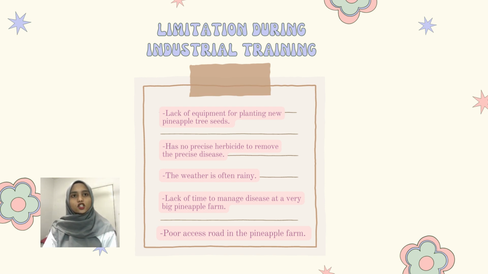The last limitation is poor access road in the pineapple farm. Access road is very important for every farm in the world. Without access road, farmers or plantation students cannot do their work in the farm. As an example, without access road in a pineapple farm, students will easily get bruised on their legs or their arms, even if they wear clothes that are very suitable for their work.